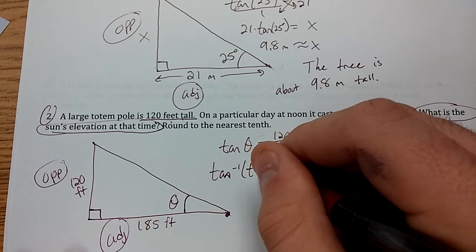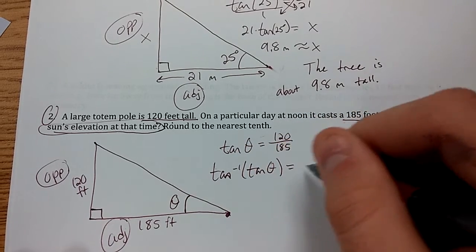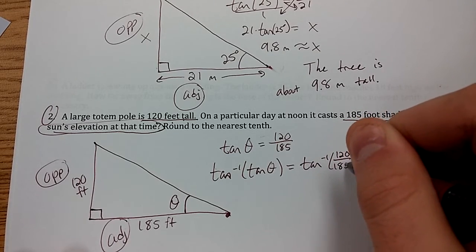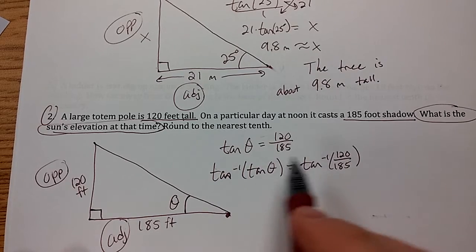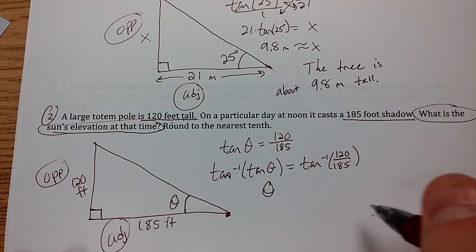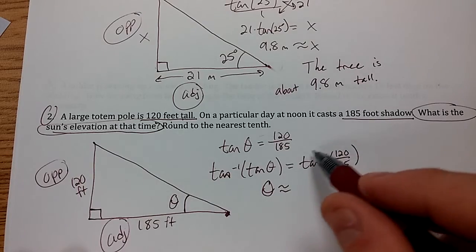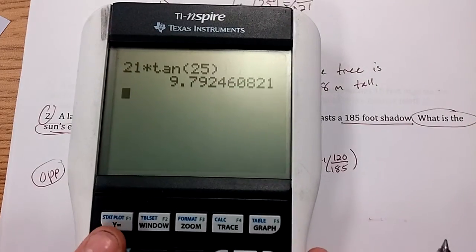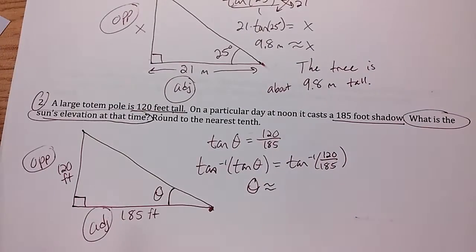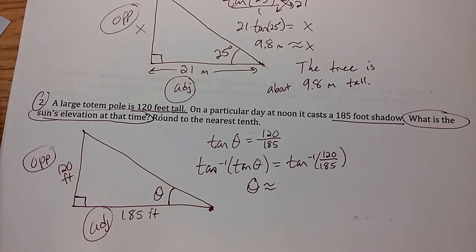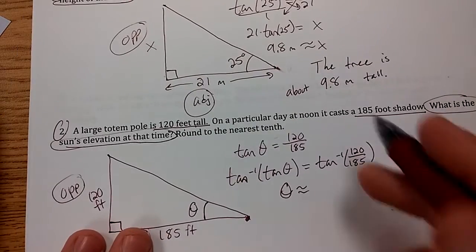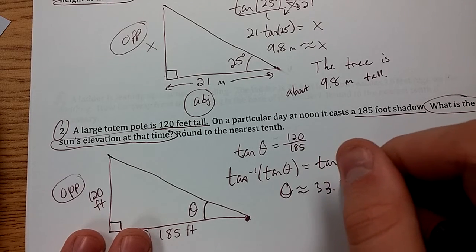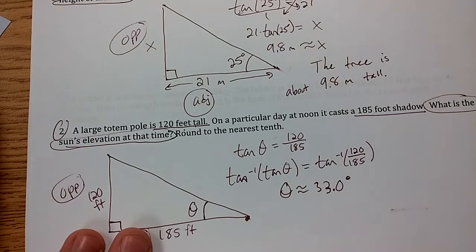So inverse tangent on both sides. And the reason we do this is because we want the tangent to be canceled out, or to undo this tangent. That way you get theta completely by itself. This you type in the calculator, and we do the second button, the blue button, then tangent for inverse tangent. So inverse tangent of 120 divided by 185 will get you 32.96. It's actually going to be 33.0 degrees, rounded to the nearest tenth.